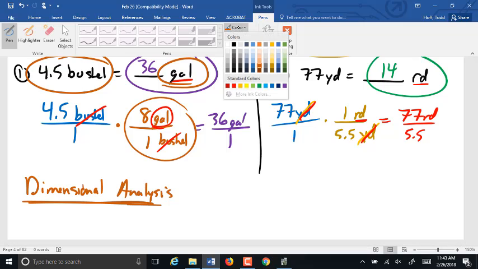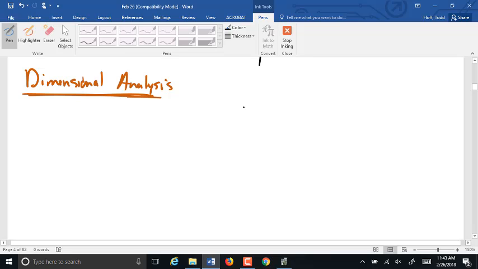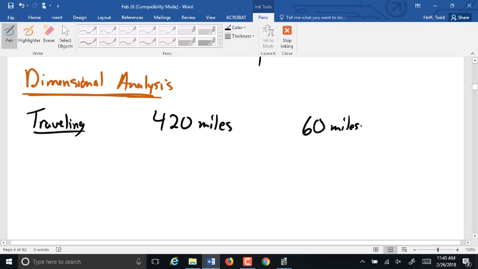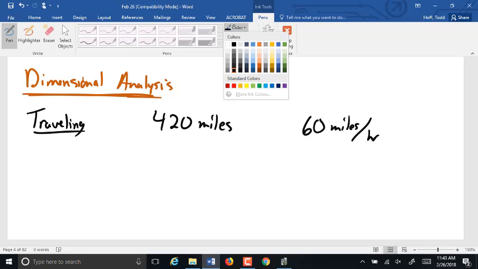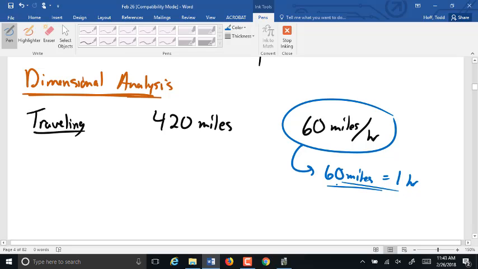An example of dimensional analysis might be dealing with speed. Let's say that you are traveling 420 miles at a rate of 60 miles per hour. Now, to make this work, rates are actually an equivalency. 60 miles per hour can be thought of as 60 miles is equivalent to 1 hour of travel. And when you look at it like that, that equivalency now can become a conversion factor.